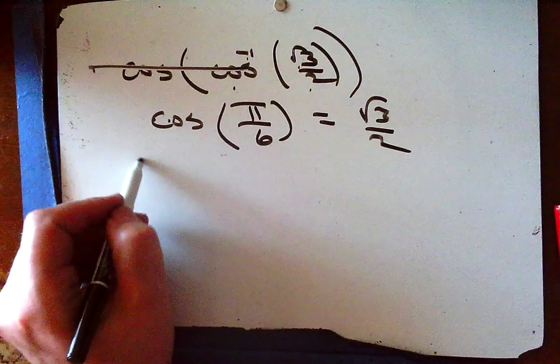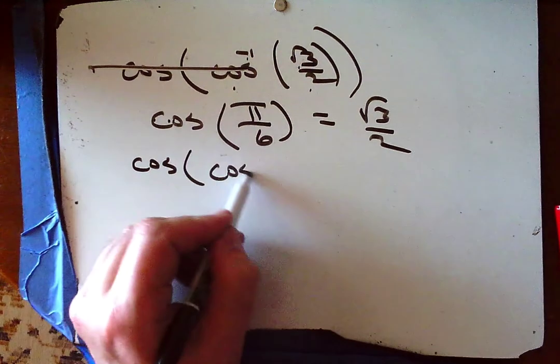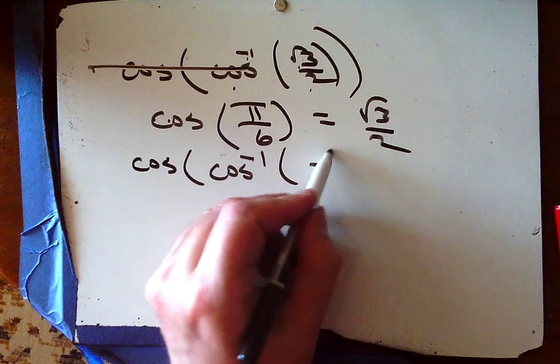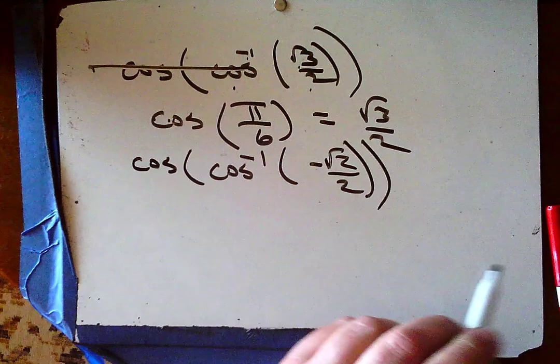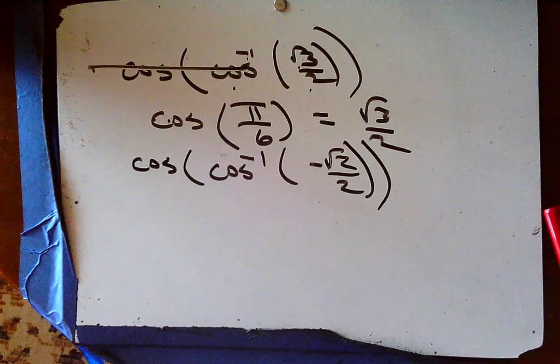So what can we do here? Cosine of cosine inverse of negative root 2 over 2. Can we still cancel these out?